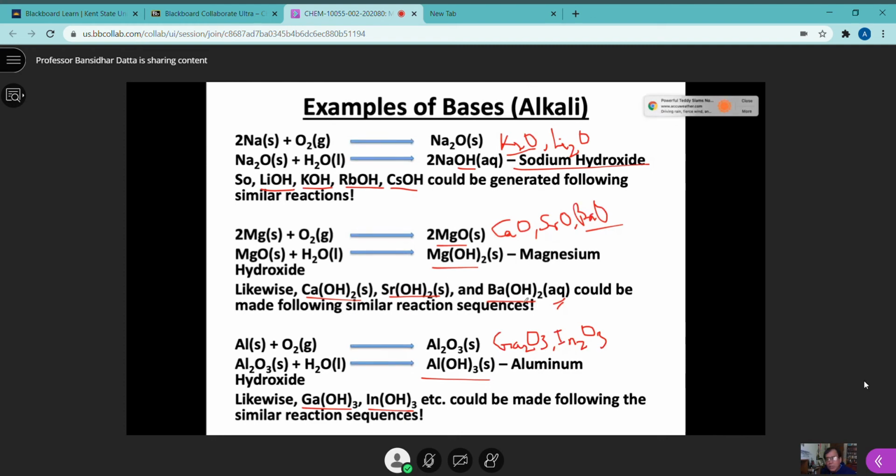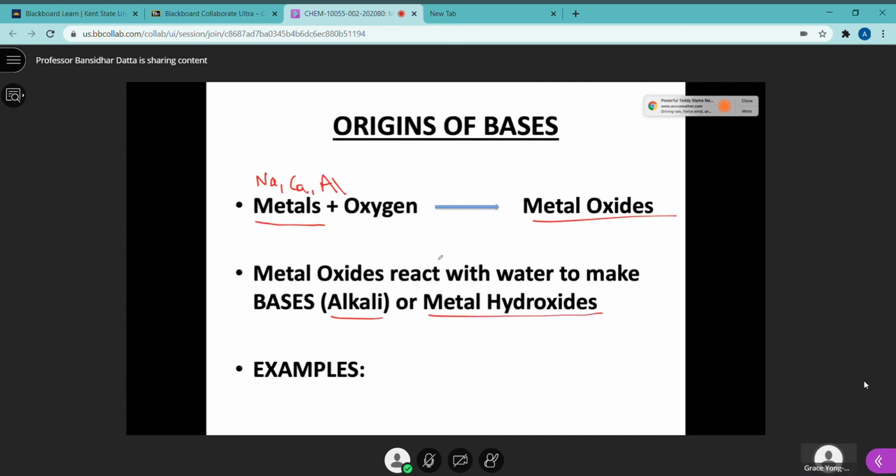Any questions? So the origin of the bases is the metals. Question? Could you go back a slide real quick, please? Okay. It's all right.